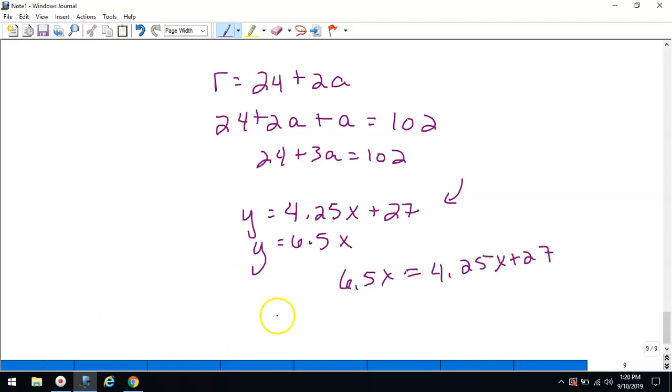So I'm going to subtract 4.25 from each side. Will you guys press that button to close both doors really quick?